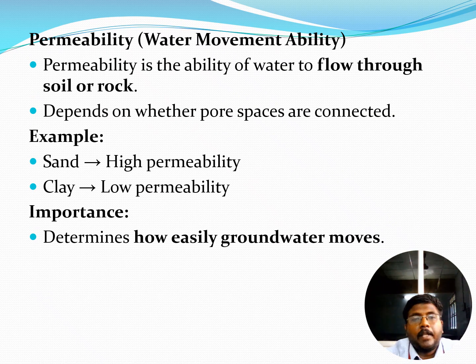Next, we see permeability. Permeability is defined as the water movement ability. Permeability is the ability of water to flow through a soil or rock. It is a property that describes how easily water can move between two points. For example, sand has high permeability due to the presence of pores, when compared to clay, which has low permeability. It is used to determine how easily underground water can move through different types of aquifers.